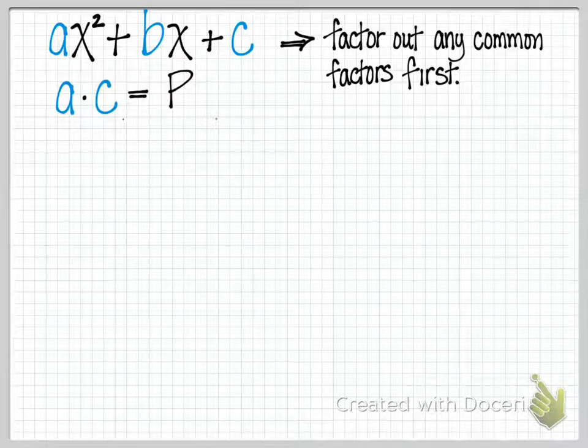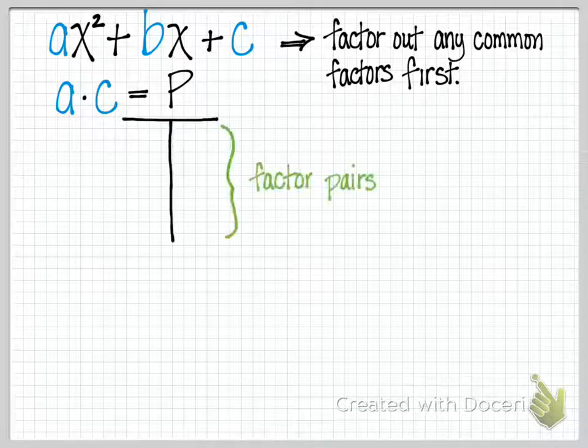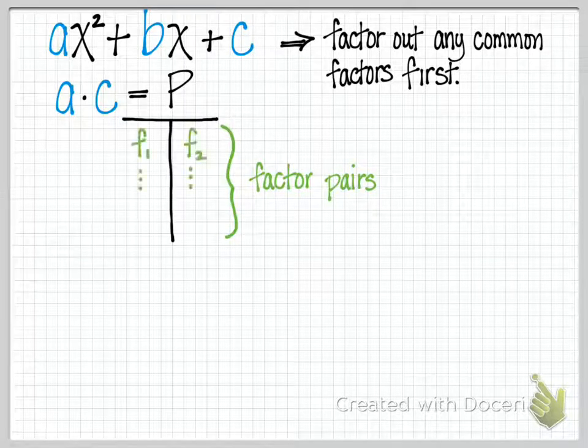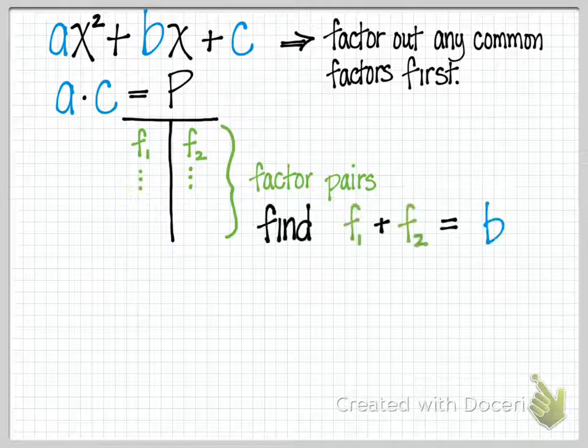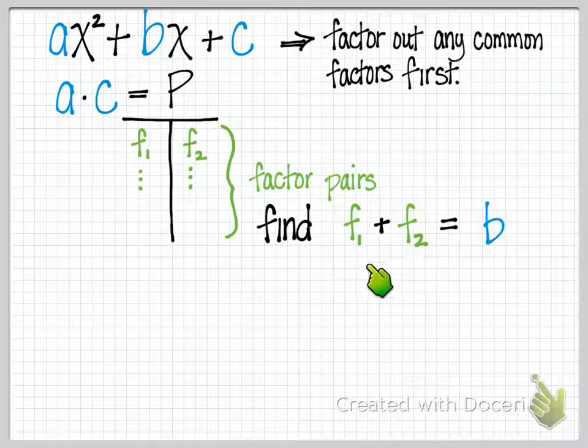After we've factored out a common factor, we're left with the a and the c. We multiply those together and we would get some product. And we make a t-table, and on the left side and the right side we write factor pairs of that product. And then we look at those factor pairs, and we look at the sum of the different factor pairs to determine which pair, when added together, will equal the b.